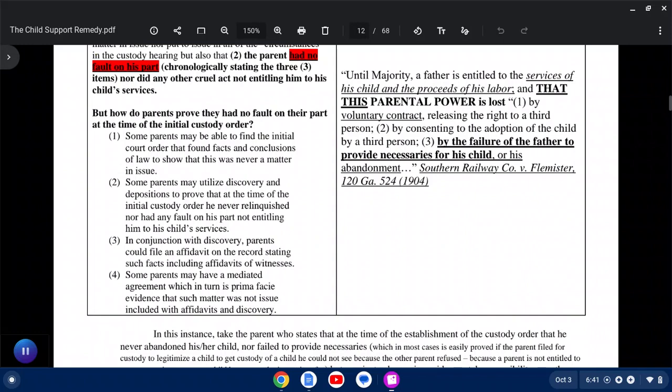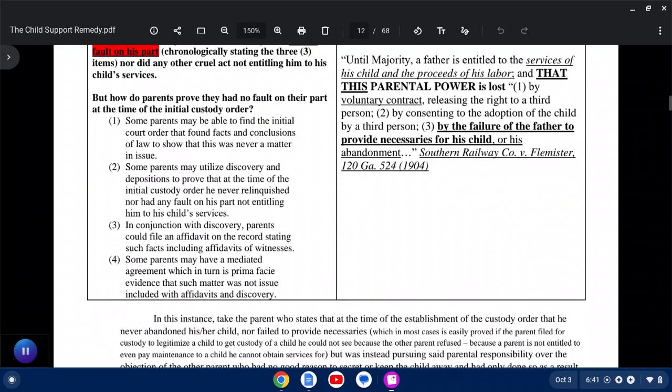Okay, but how do parents prove they had no fault on their part at the time of the initial custody order? Some parents may be able to find the initial custody order that found facts and conclusions of law to show that this was never a matter at issue. Some parents may utilize discovery and depositions to prove that at the time of the initial custody order, he never relinquished nor had any fault on his part, not entitling him to his child's services.